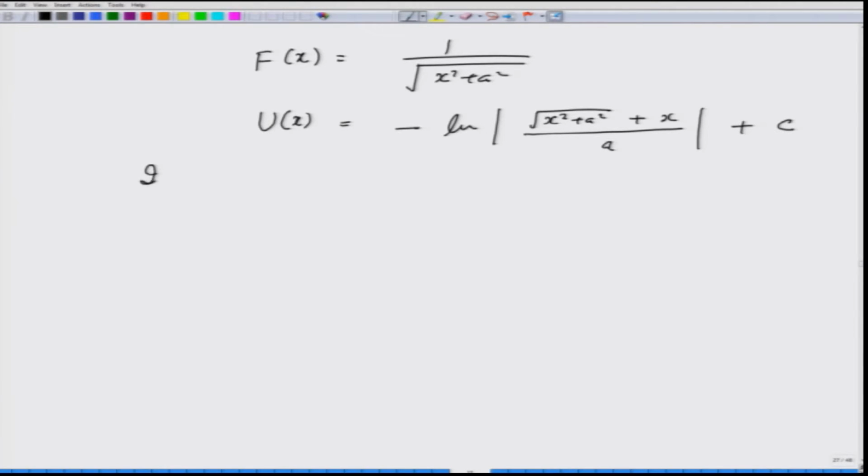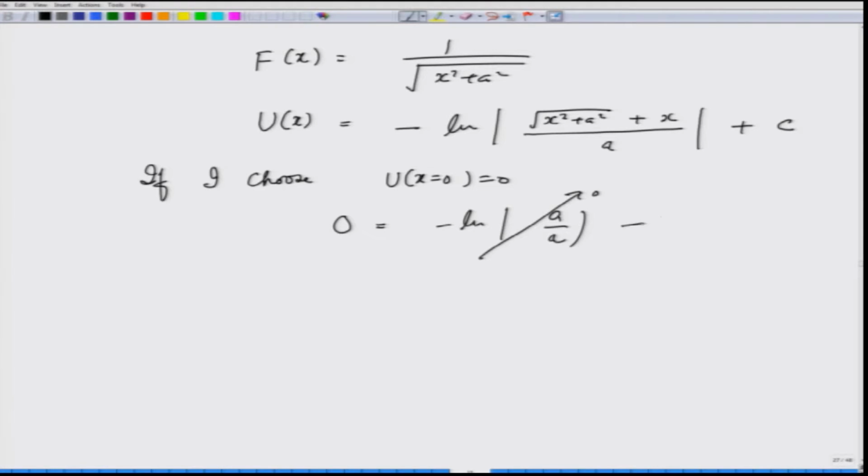If I choose u at x equal to 0 to be 0, then I get 0 equals minus log of modulus a over a, which is log of 1, plus 0 plus c, which gives me c equals 0, and therefore the potential function looks like minus log of mod square root of x square plus a square plus x divided by a.